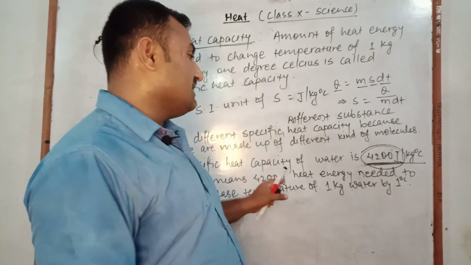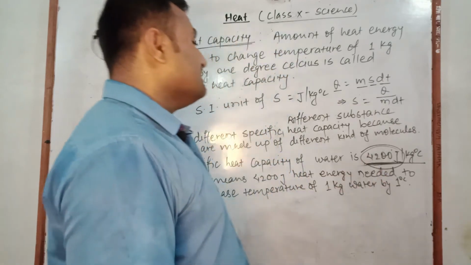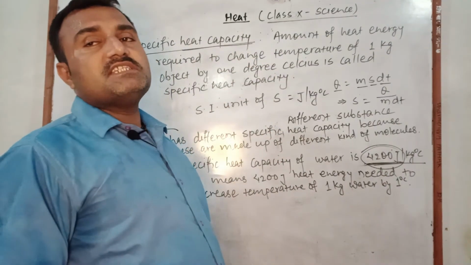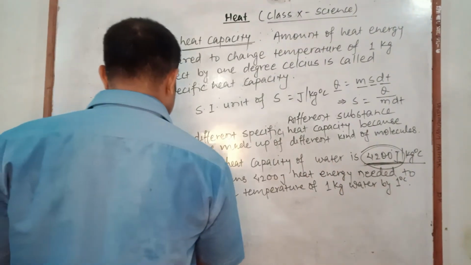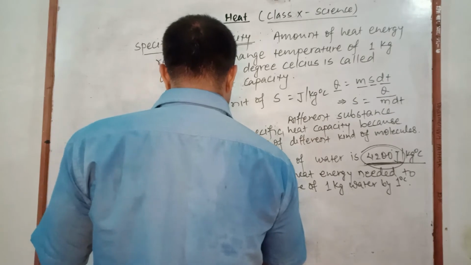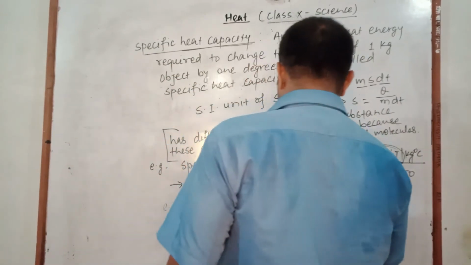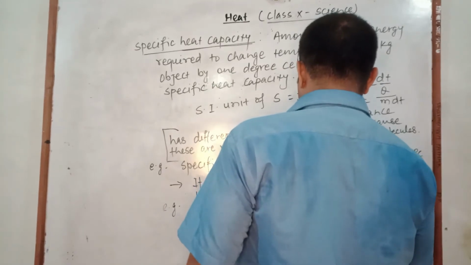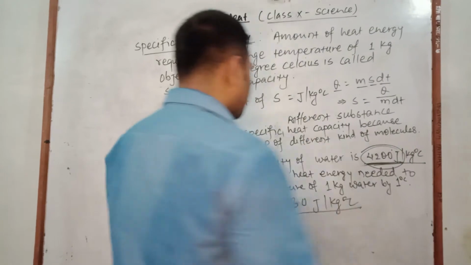Here water needs 4200 joule heat energy to change the temperature of 1 kilogram water by 1 degree Celsius, whereas soil or sand has a specific heat capacity of 330 joule per kg degree Celsius. It means what? Listen here.